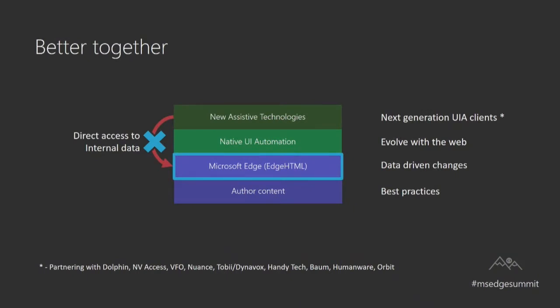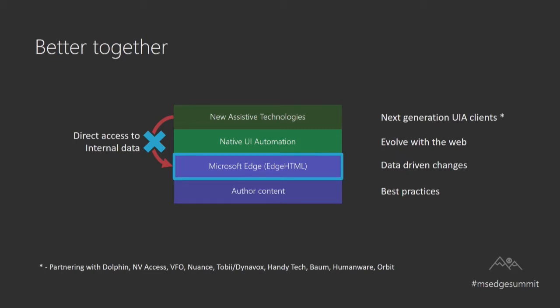As we finished our transition journey for Microsoft Edge itself, we transitioned the web platform part. We started to support native UI automation. We went back to our overall system model and realized that we actually need to take everybody with us, every component. The author content has best practices, so we trust you to do the right thing.